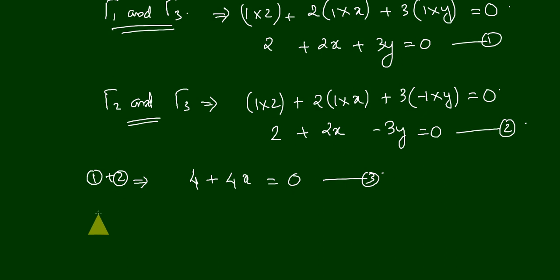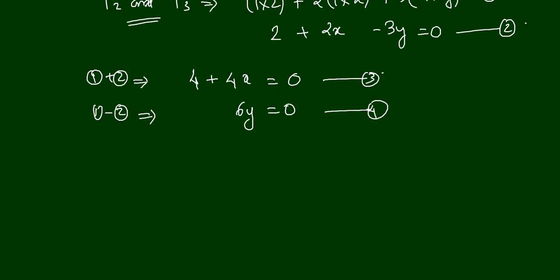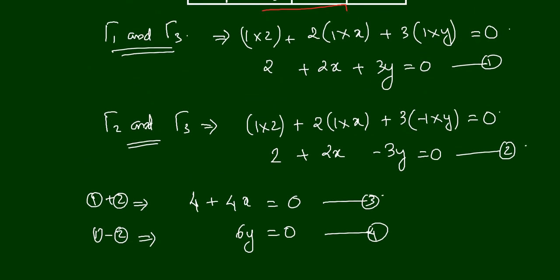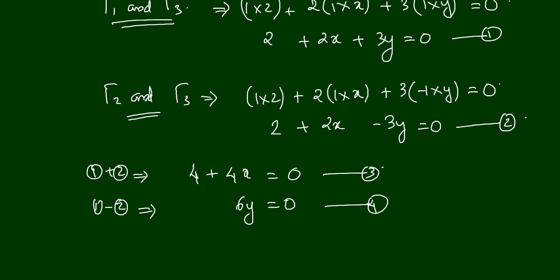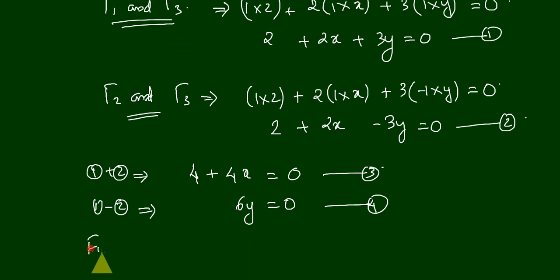And now I am going to subtract 2 from 1, that is 1 minus 2. 2 minus 2 is 0, 2x minus 2x is 0, and 3y minus minus 3y is equal to 6y. That is 6y is equal to 0. Let me call this equation number 4. And now from equation number 1, which is 2 plus 2x plus 3y equal to 0, let me write it by rearranging 1.